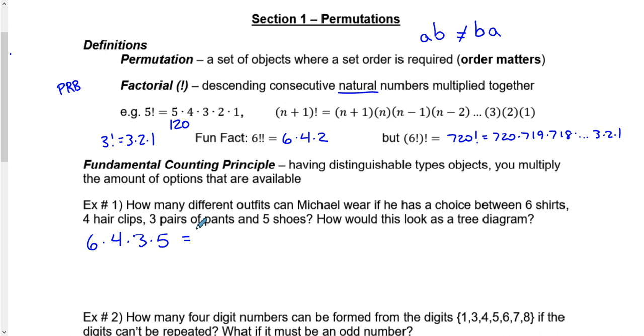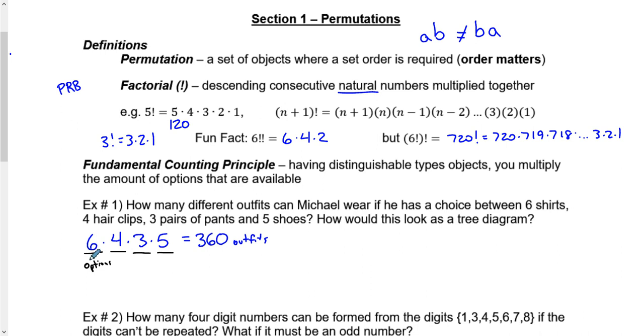If I hit that in my calculator, there'll be 360 different outfits. Because what these are, and this is how I usually like setting it up, is I just have so many different options.